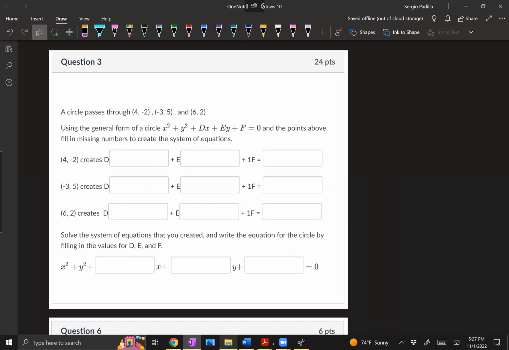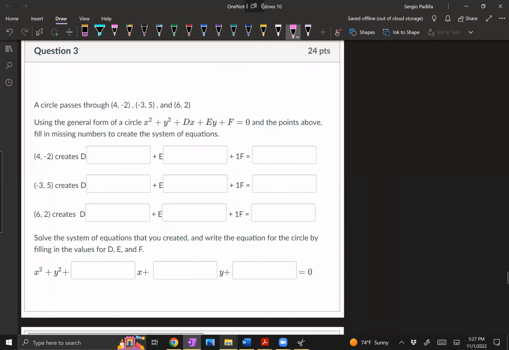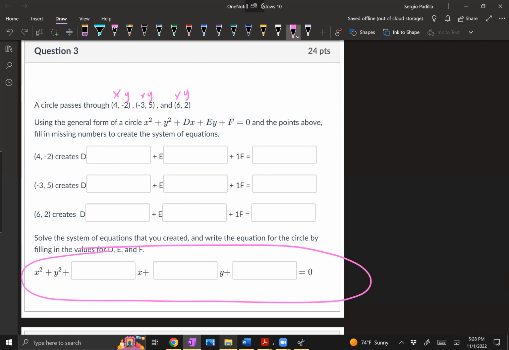So remember that for this last setup, you're going to need to be able to create the matrix equation, and these are going to be your X and Y values. They're typically going to give you the equation that they want you to use, like x squared plus y squared plus dx plus ey plus f. They're most likely not going to ask you to actually solve it. For this, remember that you're going to want to use the inverse matrix on Desmos matrix.